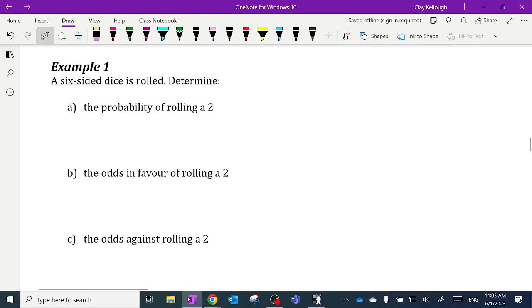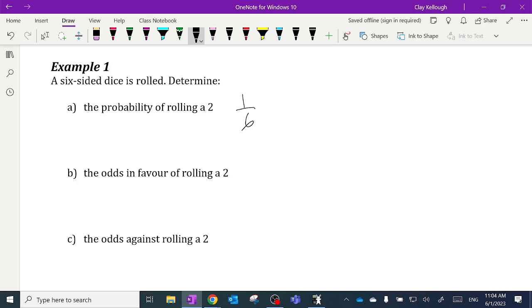What's the probability of rolling a 2? Well, we're going to assume it's a 6-sided standard die, 1 out of 6. Unless it's that die I showed you the other day that has 3 2s on it. What's the odds in favor of rolling a 2?